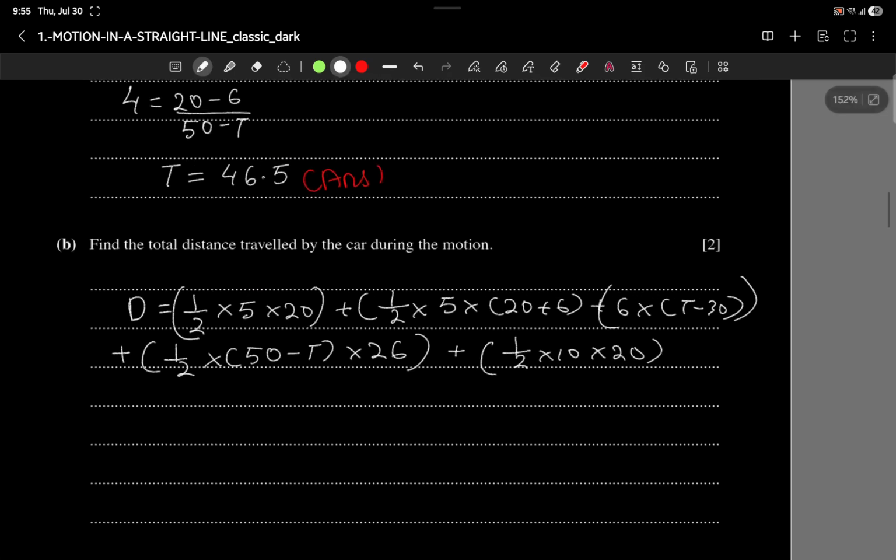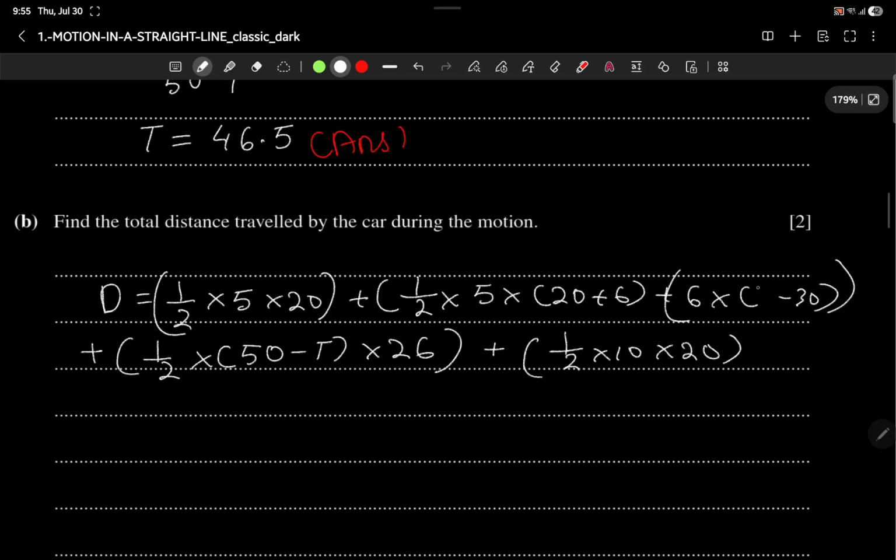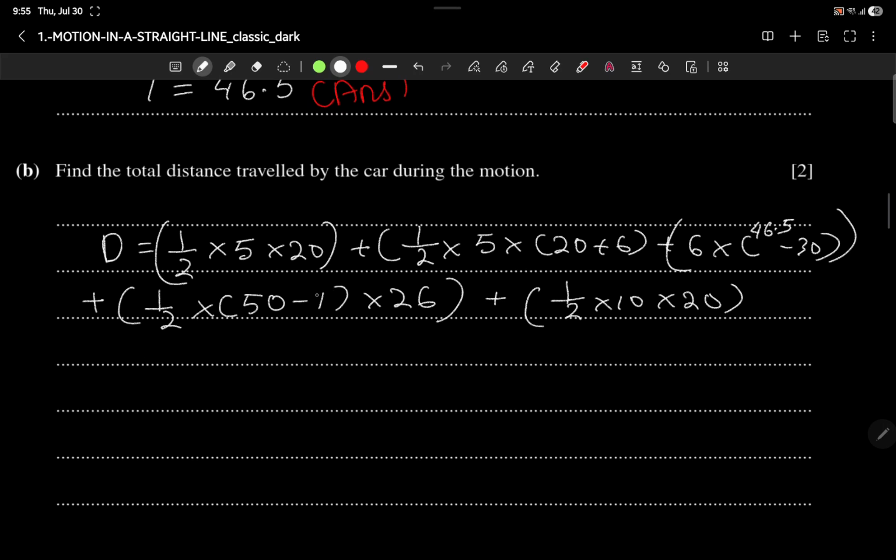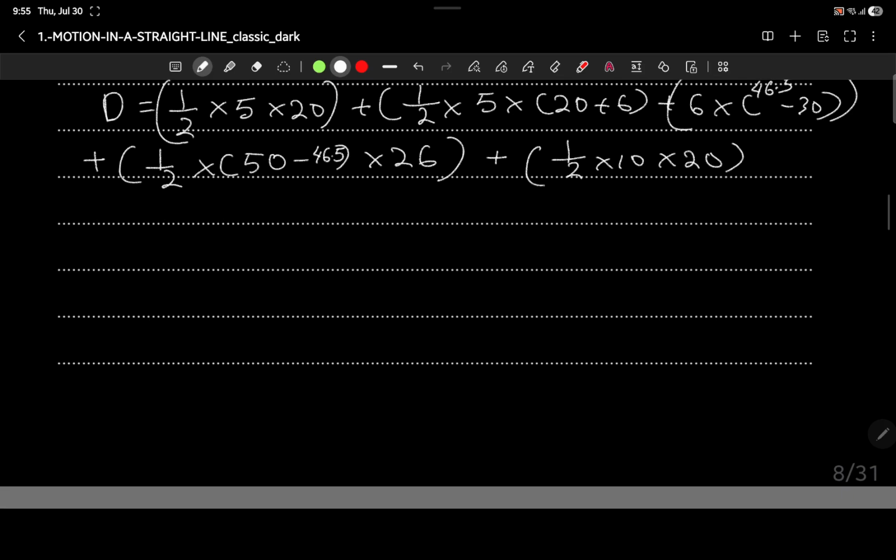Now the value of t we know is 46.5. So we can just write 46.5. And over here, 46.5. And where else? Okay, yeah. Input this in the calculator, and you should get 759.5 meters, which is your answer.